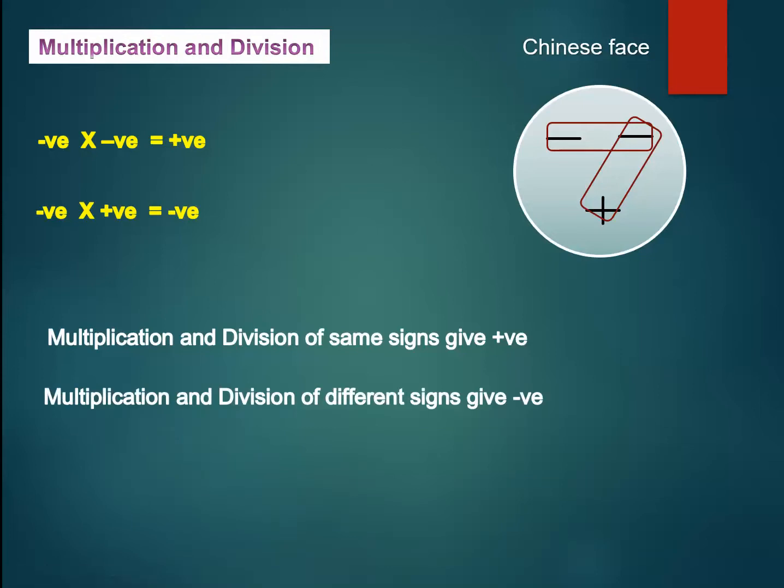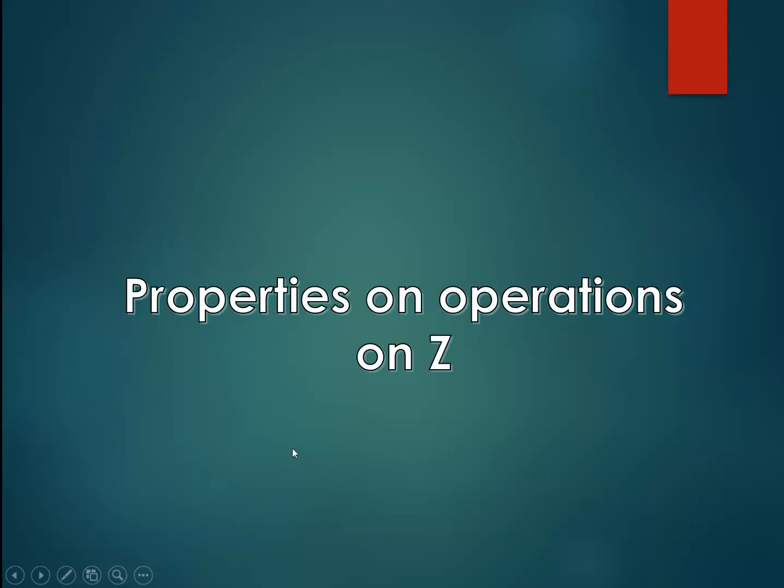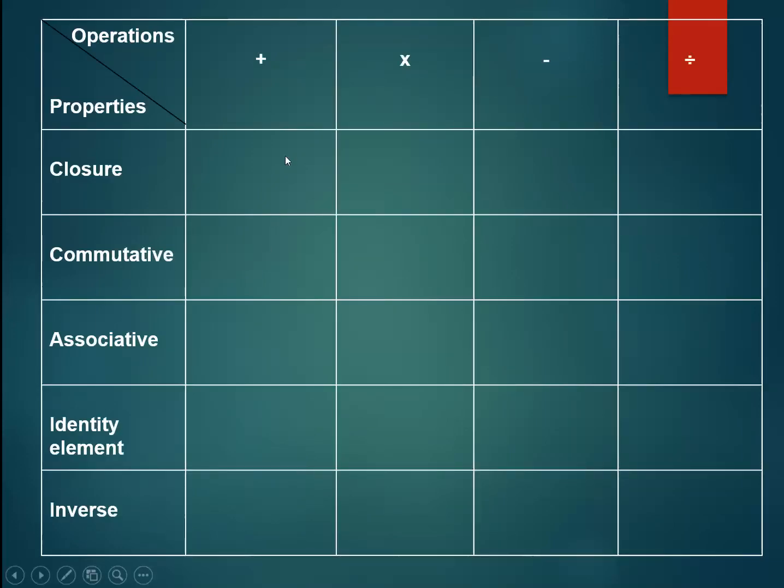Multiplication and division of different sign give negative. Okay, let's see the properties of operations on Z. We talked before in grade 5 about the properties of operations on N. Let's remember we have addition, multiplication, subtraction and division.